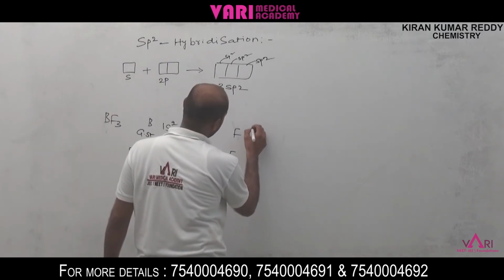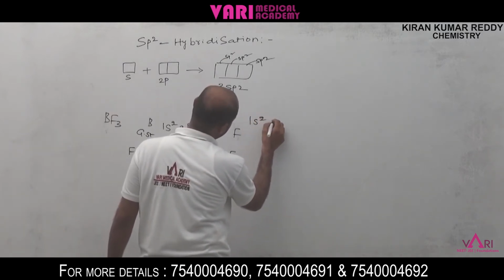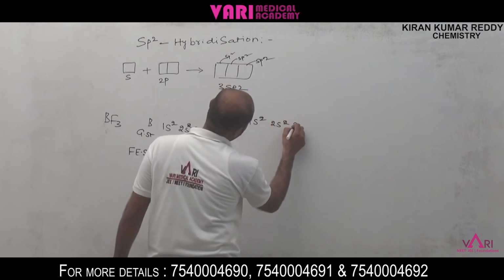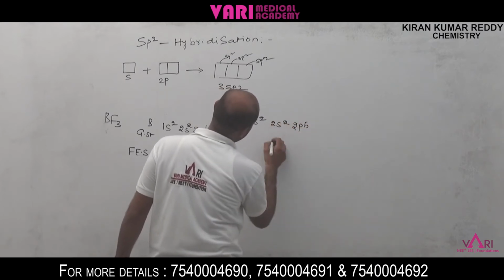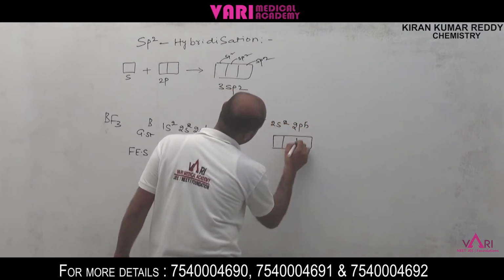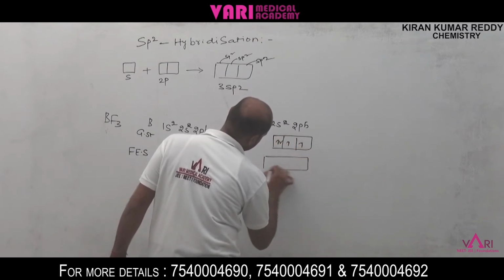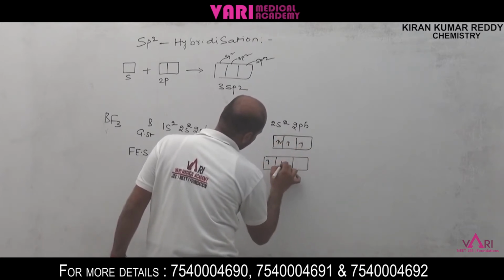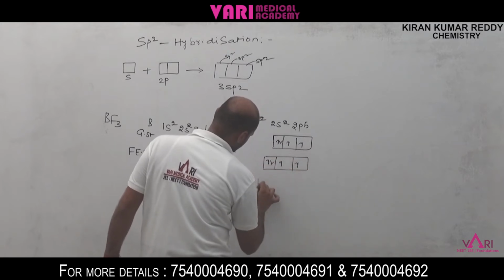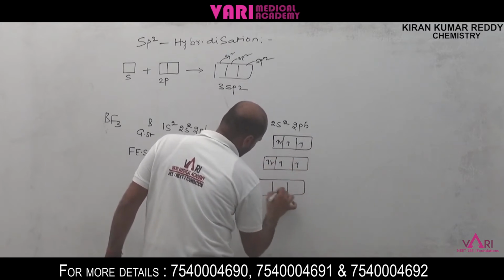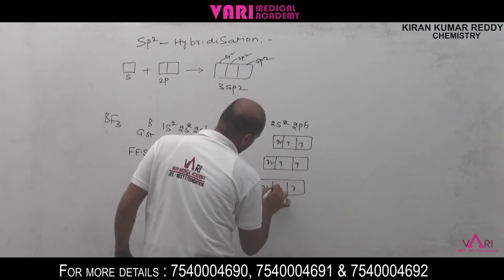Fluorine electronic configuration is 1s2, 2s2, 2p5. The last p orbital I am writing. P orbitals: 1, 2, 3, 4. Next one, fluorine also: 1, 2, 3, 4. Here also, how many? 1, 2, 3, 4.